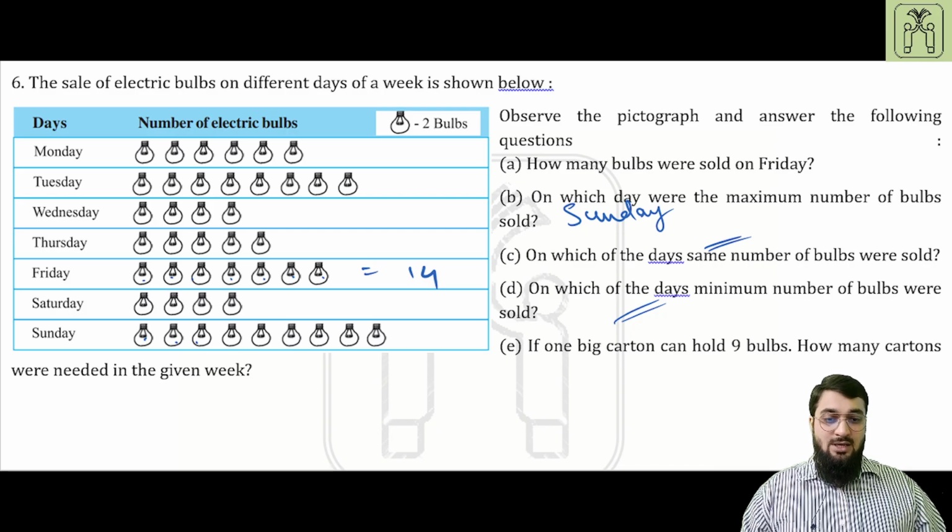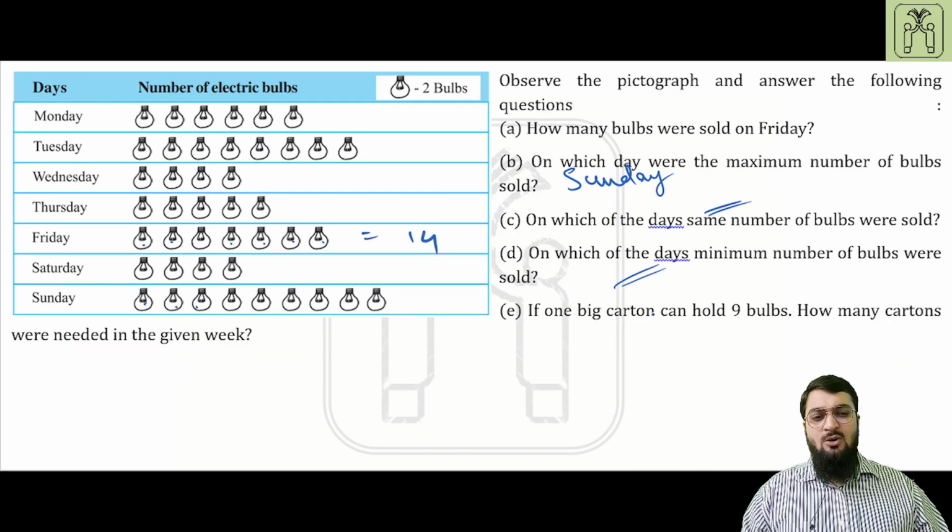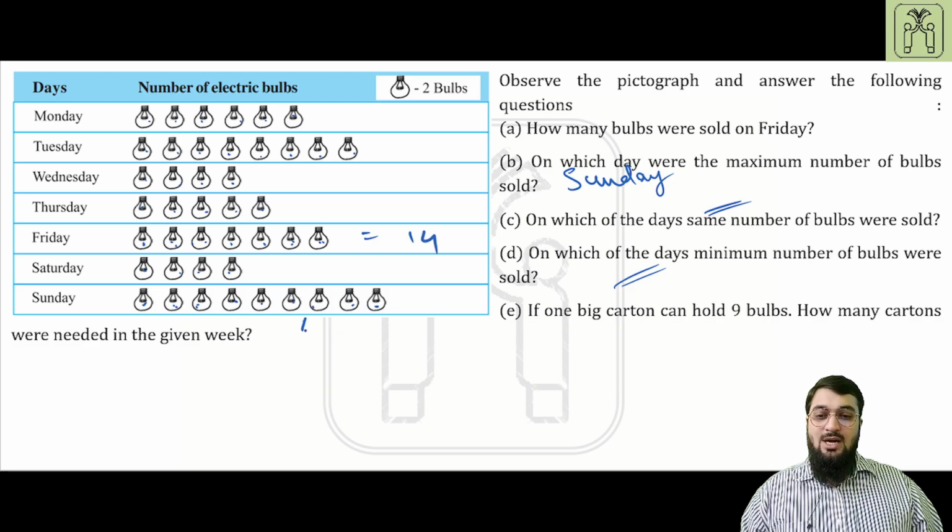If one big carton can hold 9 bulbs, how many cartons were needed in the given week? For that we'll have to calculate. We'll calculate cumulatively. 1, 2, 3, 4, 5, 6, 7, 8, 9, 10, 11, 12, 13, 14, 15, 16, 17, 18, 19, 20, 21, 22, 23, 24, 25, 26, 27, 28, 29, 30, 31, 32, 33, 34, 35, 36, 37, 38, 39, 40, 41, 42, 43. And we'll do 43 into 2, that will give us 86.